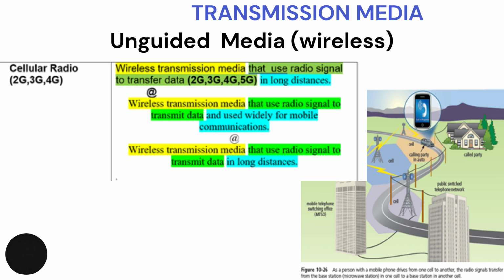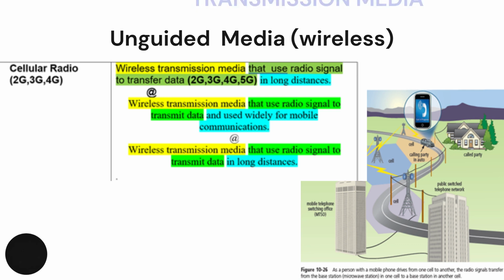Okay, for the definition, what should it be? Okay, so what is it? It's a wireless transmission media. When you want to define something, you have to make sure you are very, very specific, right? And then what is the function or what does it use? Okay, so it uses radio signal to transfer data. Okay, and then you can add some more points for the distance. Okay, so for cellular radio, it should be long distances, right?